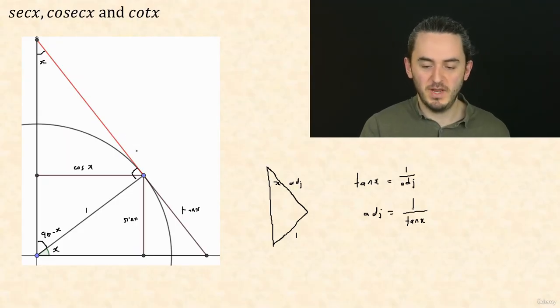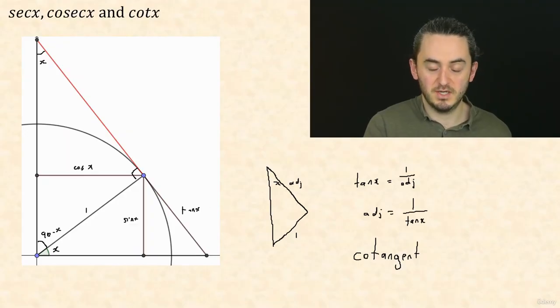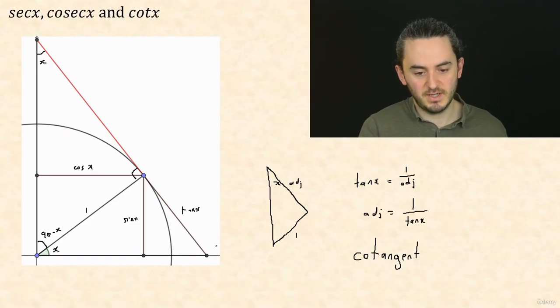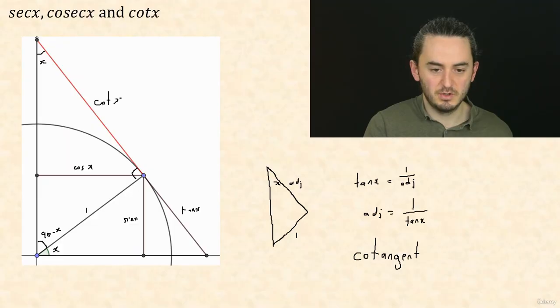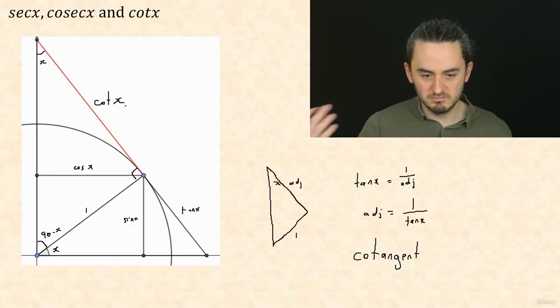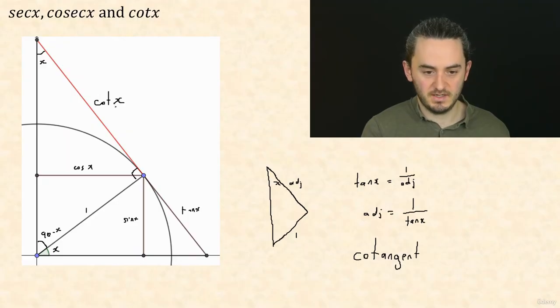Now, we actually have a name for this. What do we call it? We call it the cotangent of x. So we had sine of x here and the cosine of x here. We have the tangent of x here and the cotangent of x here. We shorten that almost always to cot x. So there we have it, one new trig function. Cot x is defined to be 1 over the tangent of x.